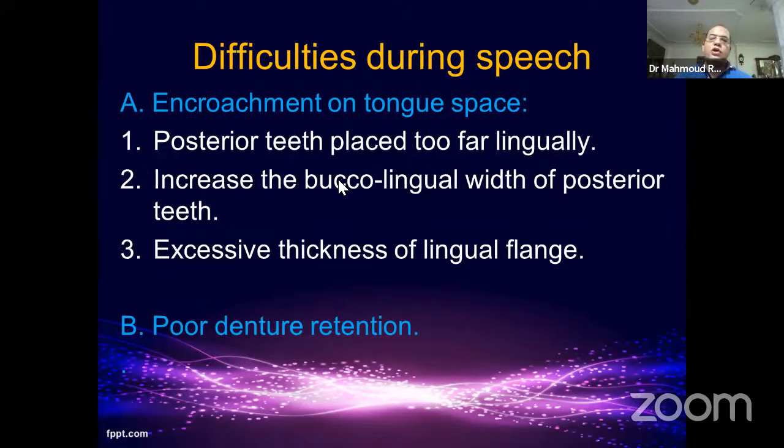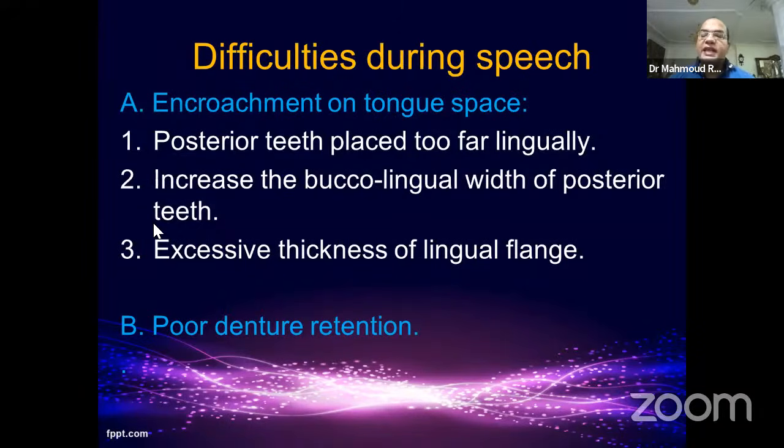Okay, so how to manage these difficulties? Encroachment on tongue space: we may have posterior teeth placed too far lingually, so we must decrease the buccolingual width of posterior teeth. In occlusal parameters, we must decrease the occlusal table in complete denture in width and in length also, in order to decrease the force falling per unit area on the crest of the ridge.